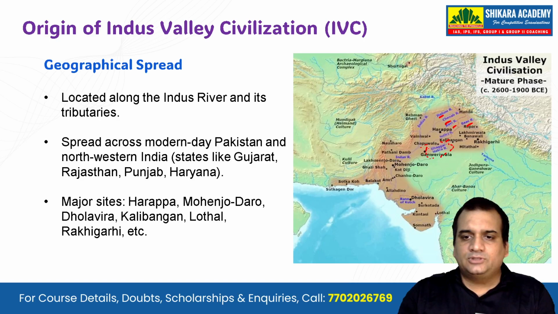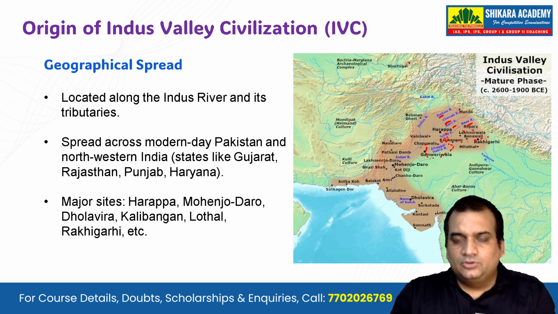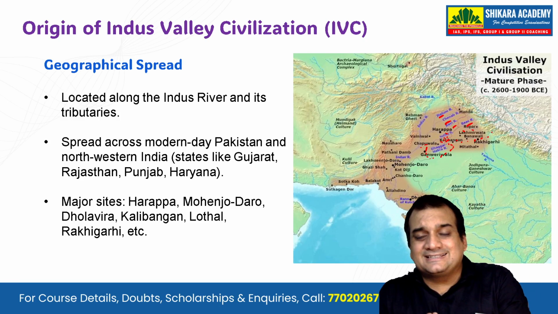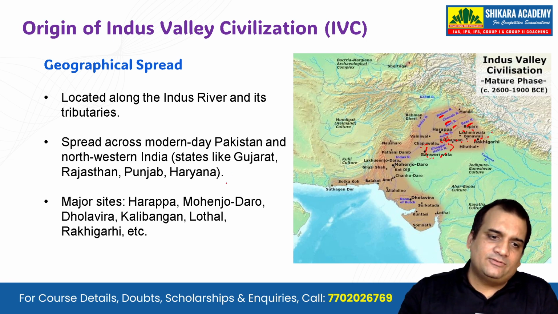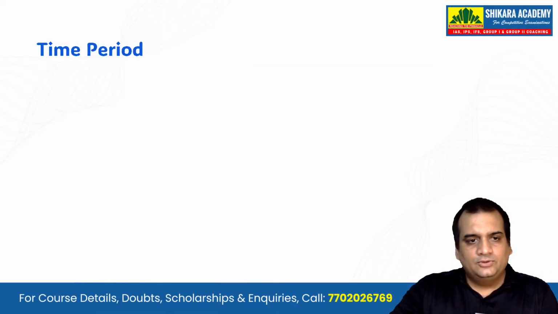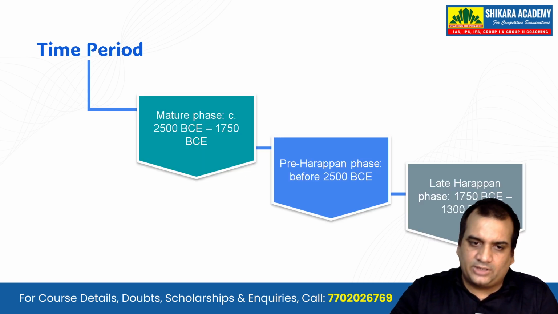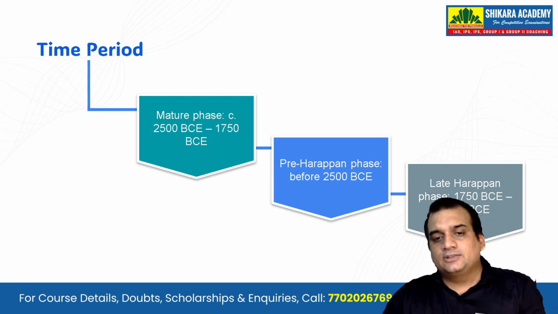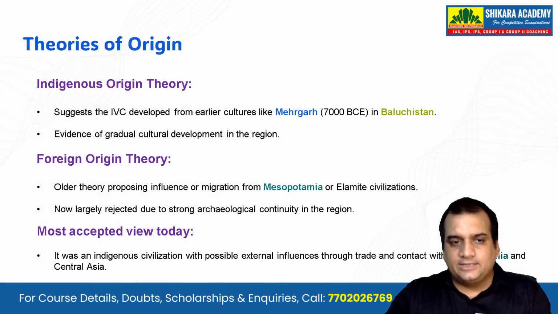And if you see the sites of Kalibangan and Banawali, the part in Haryana, there we had a lot of settlements. Major sites that we have seen till now were Harappa, Mohenjo-daro, Dholavira, Kalibangan, Lothal and Rakhigarhi, and others also. And let's see the time period, guys. The mature phase is 2500 BC to 1750 BC. The pre-Harappan phase is obviously before 2500 BC, and the late Harappan is 1750 to 1300 BC.